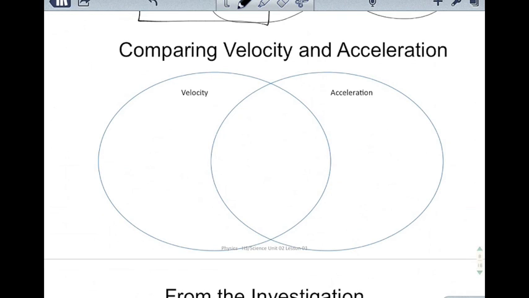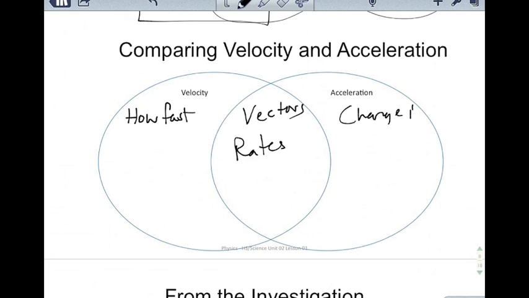So now if we want to compare velocity and acceleration, there are two distinct quantities, but they do have things that are similar. They are both vectors. They are both rates. In other words, they vary with time. And that's really where they stop. Velocity is a measurement of how fast, whereas acceleration is the rate of change, the change in how fast.